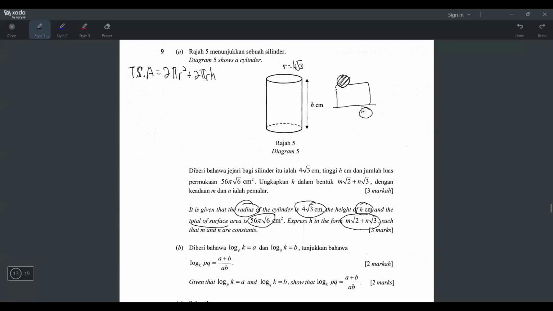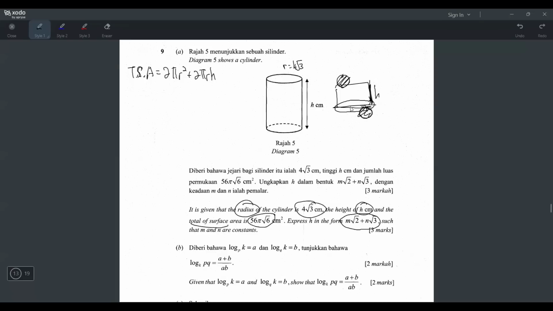So how to find the area of this circle? Pi r square. You learned it in Form 1, Form 2, Form 3 already. The area of a circle is pi r square. But since there are two circles, that's why it's 2 pi r square. And then plus the area of this rectangle. The rectangle's area is base times height. But the base here, they didn't give, right? This one is the height of the cylinder. But the base here will be the same length as the circumference of the circle.